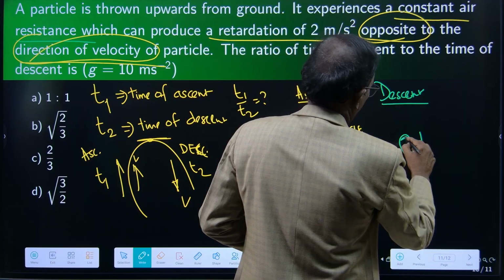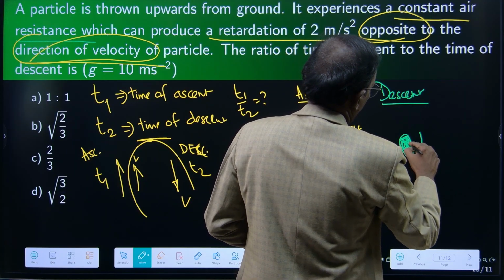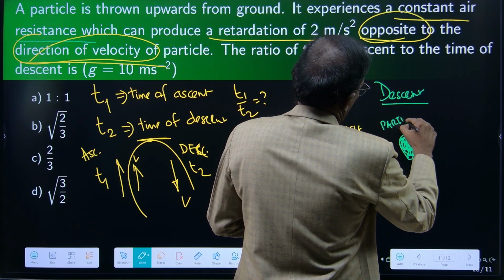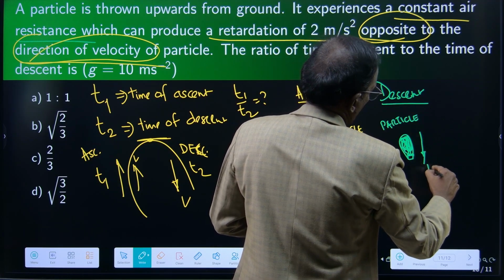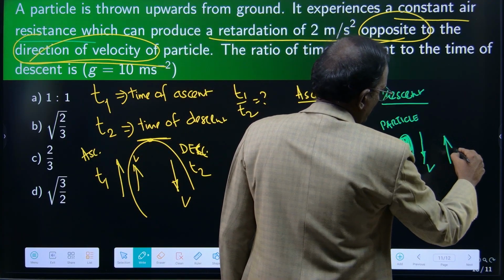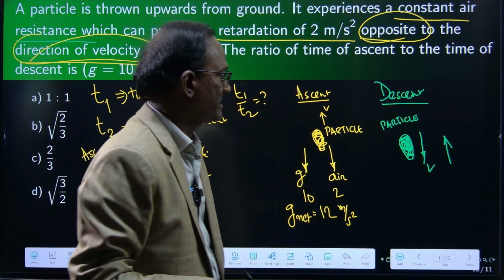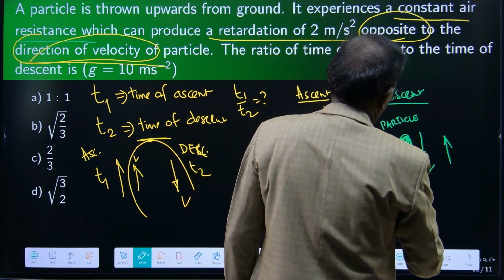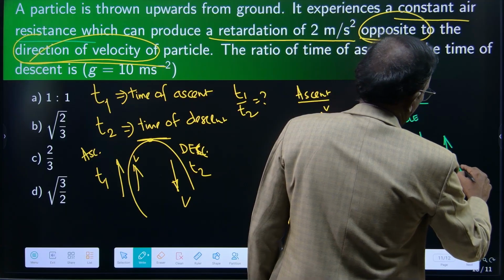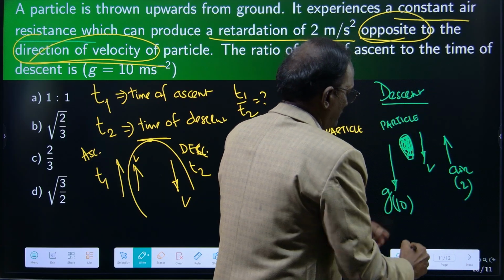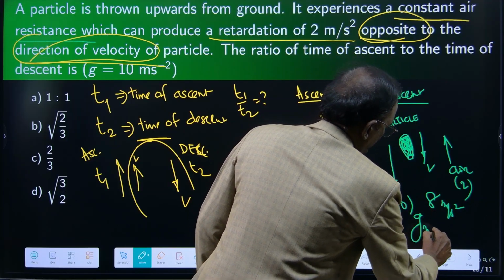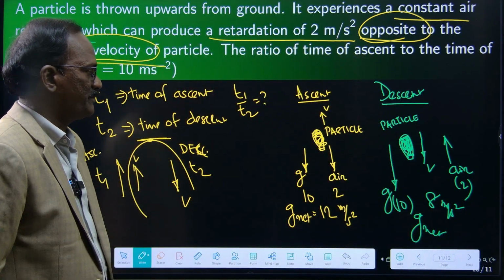This is a particle, not the balloon. Yes. It is going down, so the air resistance will act upwards, opposite to the direction of the velocity. G is acting downwards, the value is 10, and air acts upwards with 2. So 10 minus 2 is 8 meter per second square. This is G net. G net is 8 meter per second square.